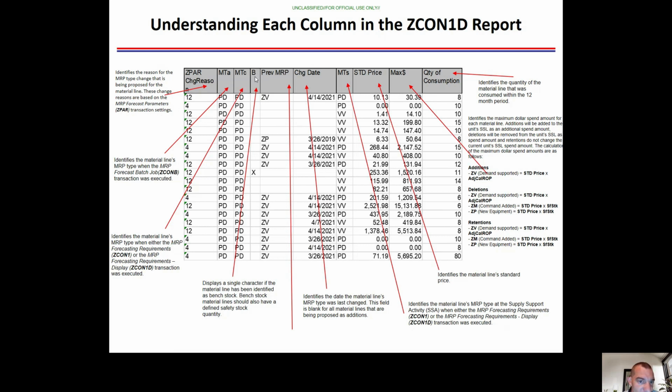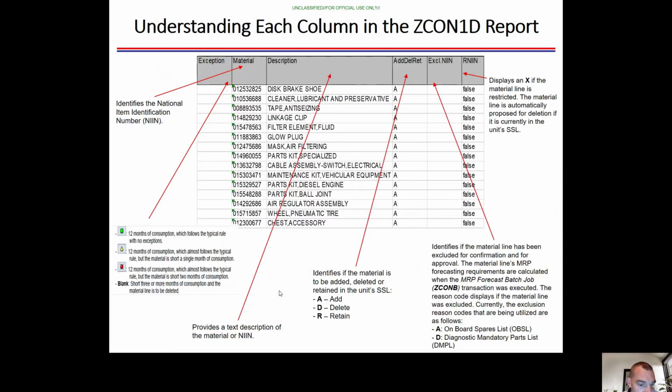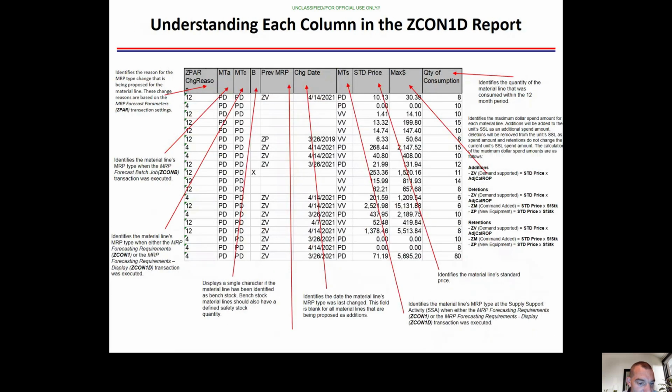The Bravo column here just displays a single character if the material line has been identified as bench stock. It should have a defined safety stock quantity, okay? Your previous MRP, like I said, is pretty self-explanatory. That's what the previous MRP type has been. The change date identifies the date the material line's MRP was last changed. This field is blank for all material lines that are being proposed as additions.